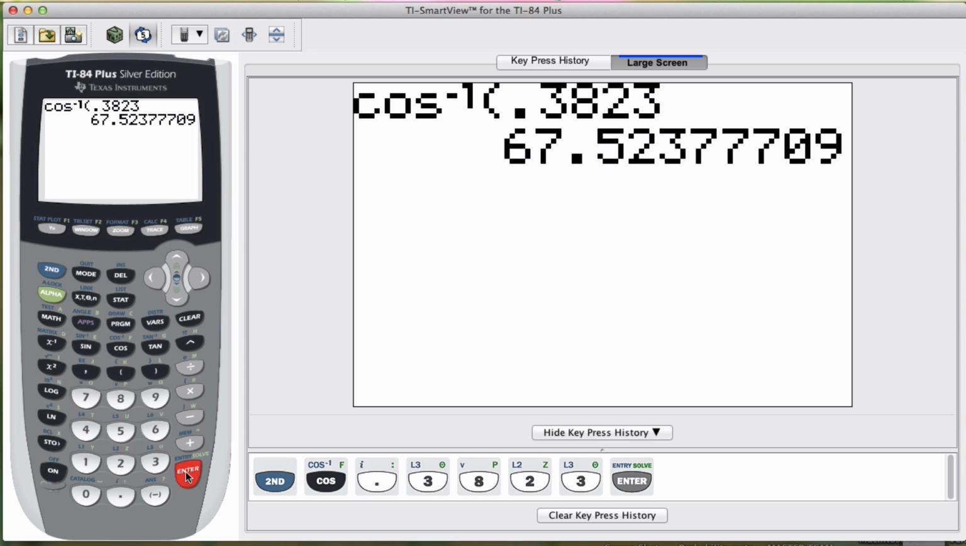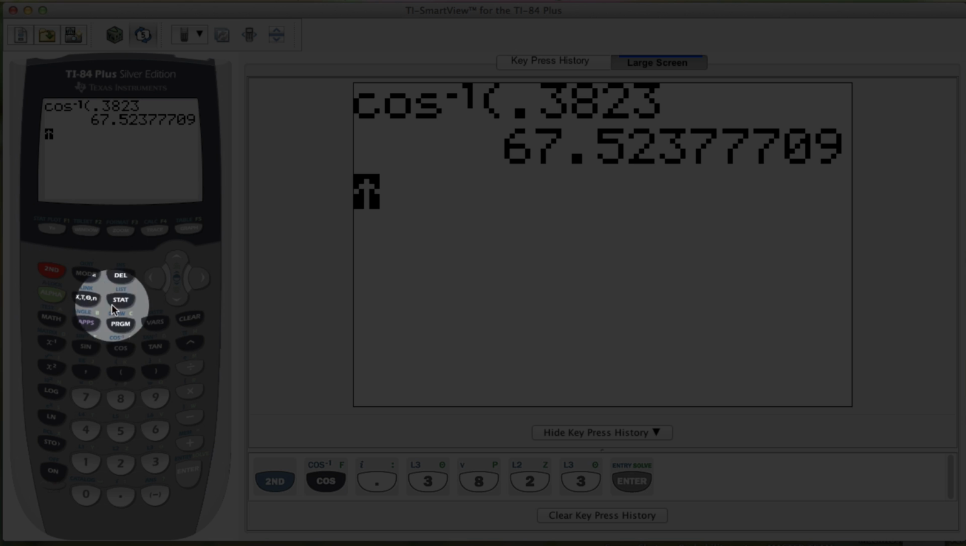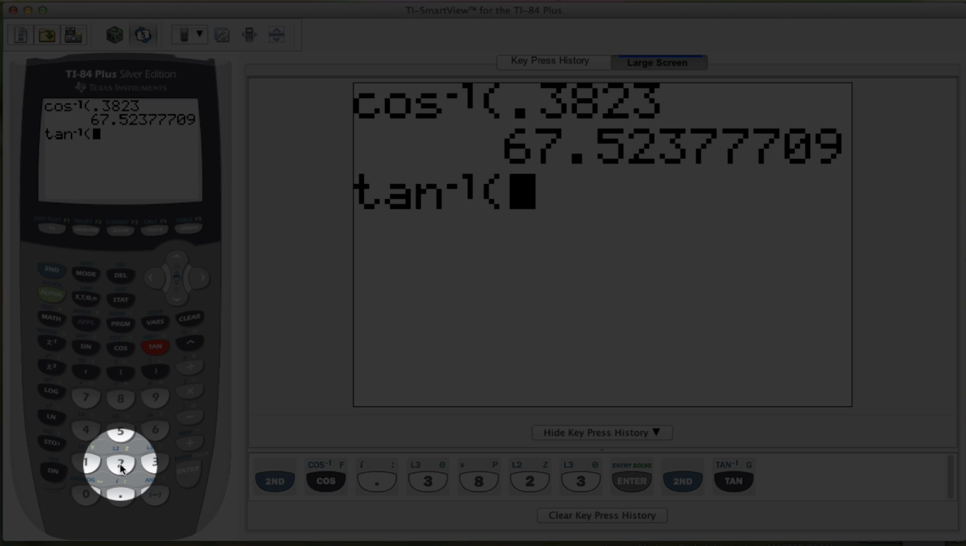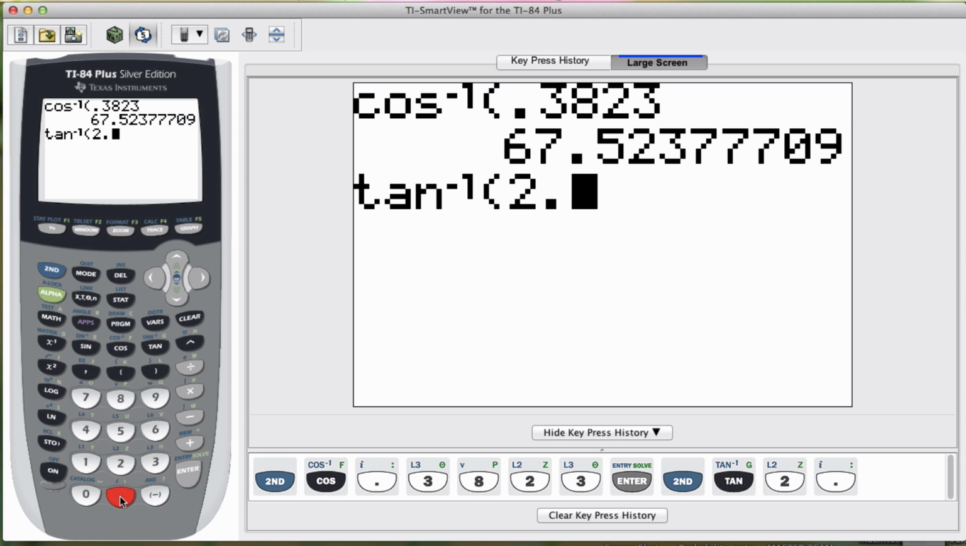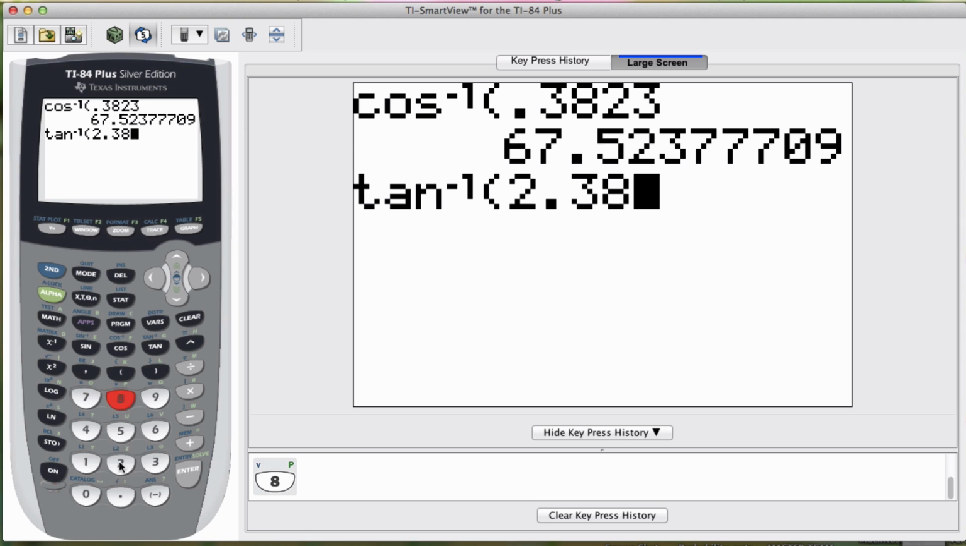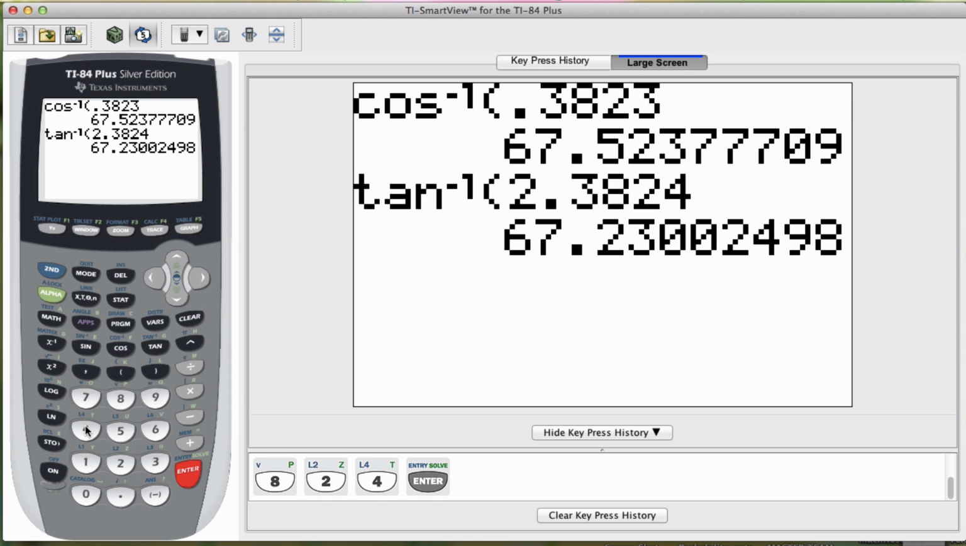For example, number 11 says tan theta equals 2.3824. So I'm going to do tan inverse. And once again, I got to tan inverse by pressing second tan, 2.3824, enter. And I get 67.2 degrees. It would be very important that we're writing degrees down, just showing that this is in degrees versus radians.